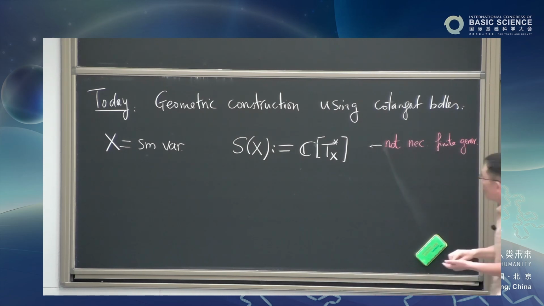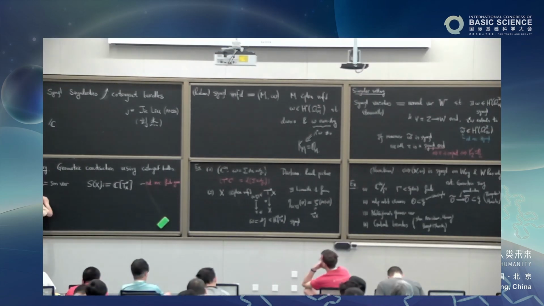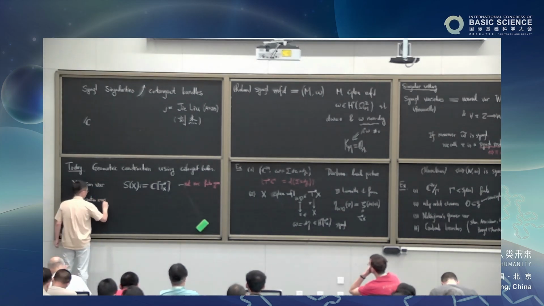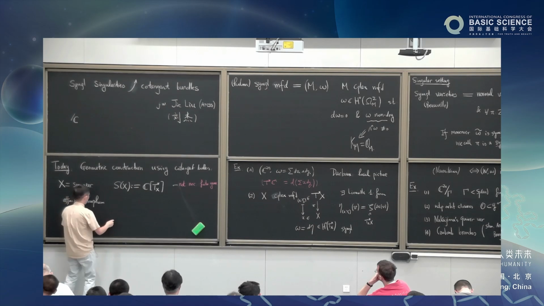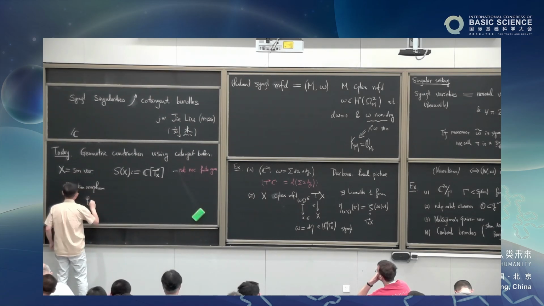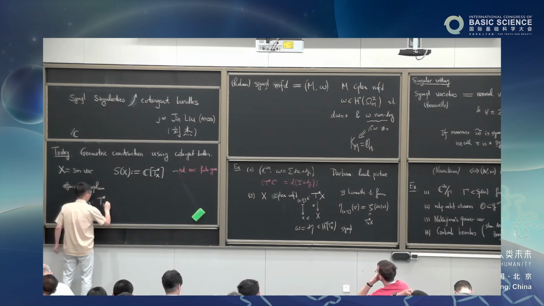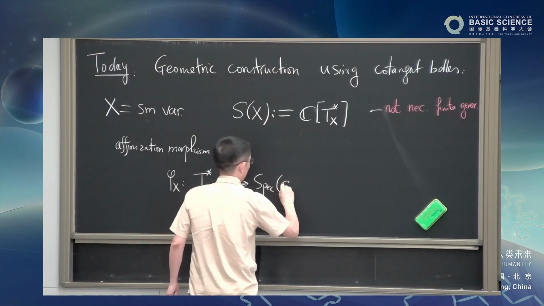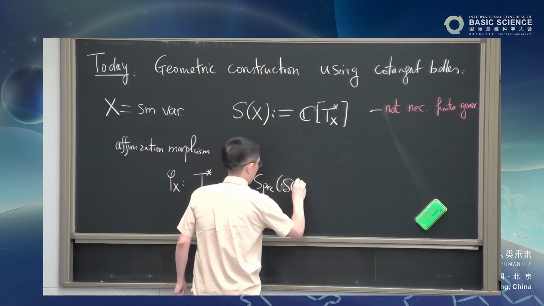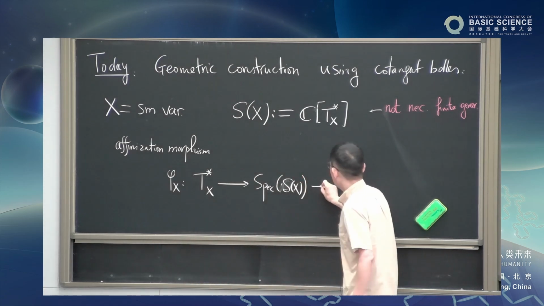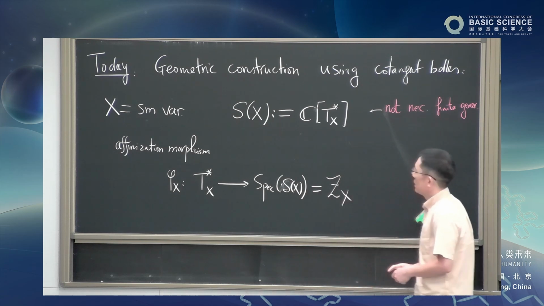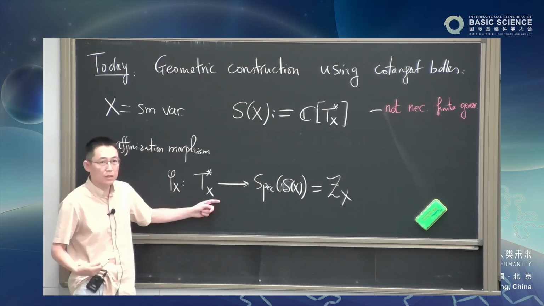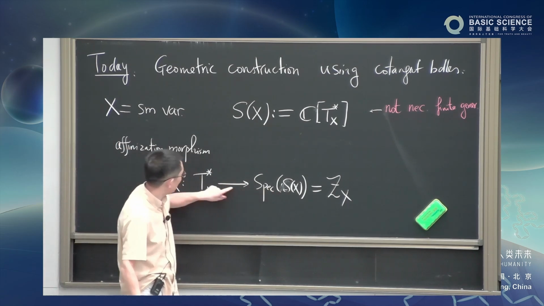And then I take the natural affinization map, so an affinization morphism, phi_X, from the cotangent bundle of X to the affinization of this one, the spectrum of this C[T*X], and I just denote this by Z_X. Even for any variety, you can always map to its affinization, because this is just the regular functions on the total space.